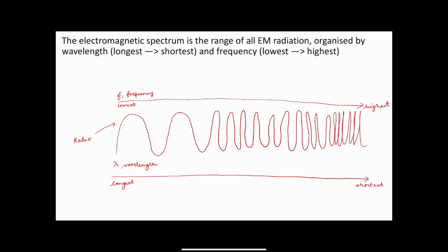So I've got radio, then next I have microwave, then infrared, then visible light, then ultraviolet, then X-ray, and then gamma.